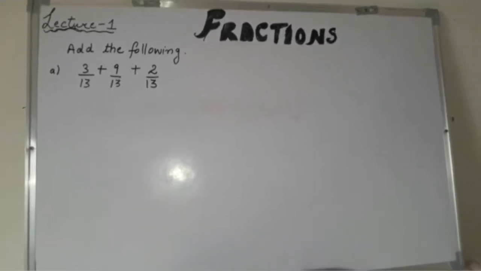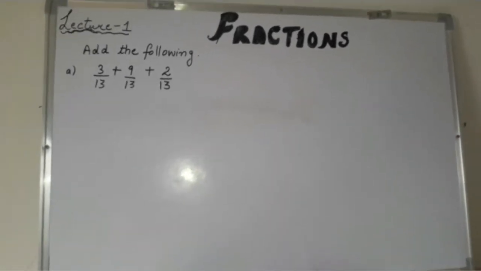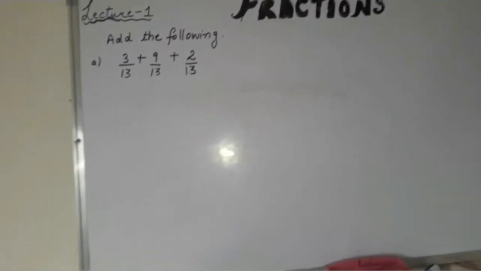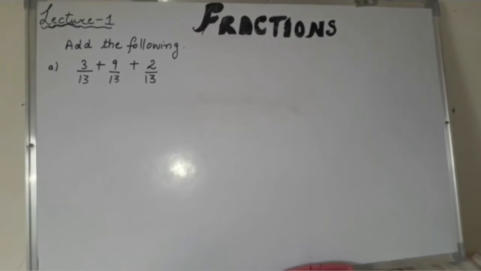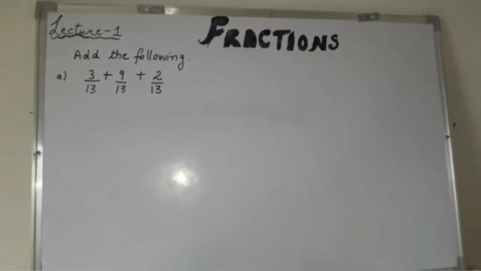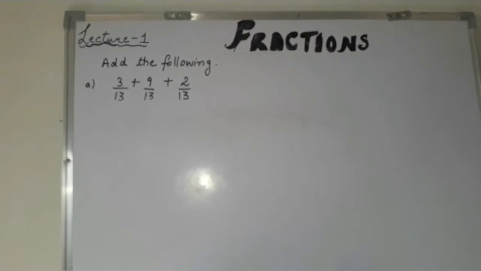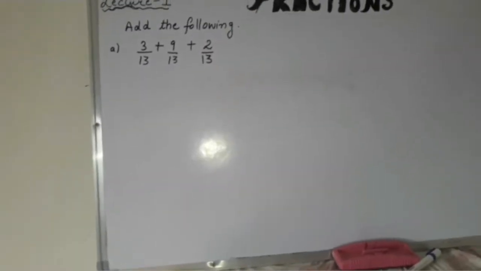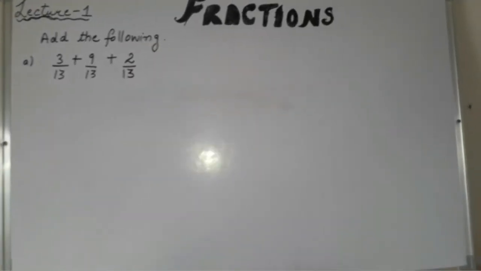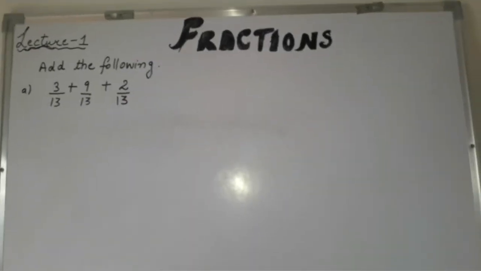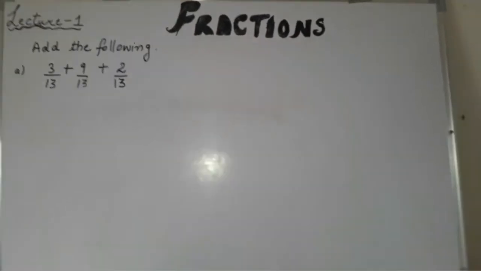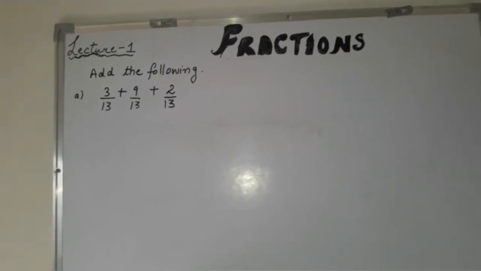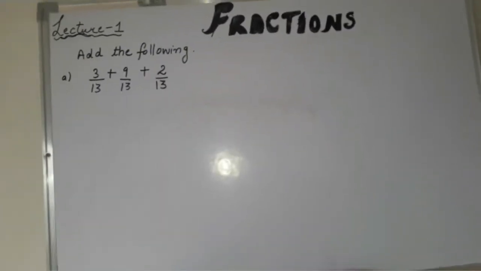Now we will start how we add fractions. Here I have 3 upon 13 plus 9 upon 13 plus 2 upon 13. As you can see, I have the same denominator in all the fractions, so they are like fractions. Therefore, my LCM will be the same as the denominator. So in this case, my denominator becomes 13.